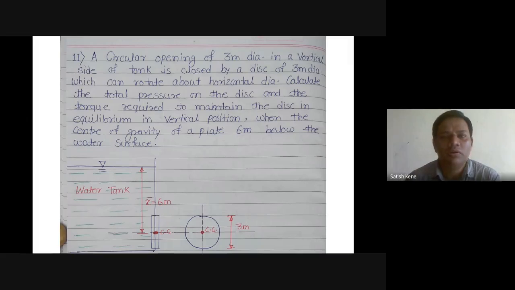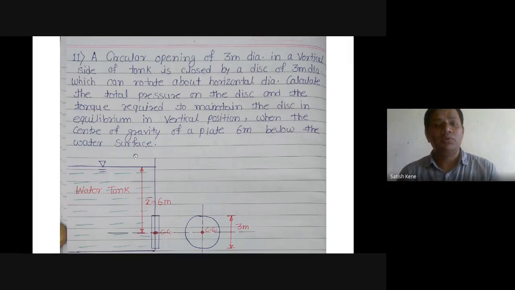A circular opening of 3-meter diameter in a vertical side of the tank is closed by a disc of 3-meter diameter, which can rotate about a horizontal diameter. Calculate the total pressure on the disc, that is, the hydrostatic pressure force P, and the torque required to maintain the disc in equilibrium in vertical position when the center of gravity of the plate is 6 meter below the water surface.